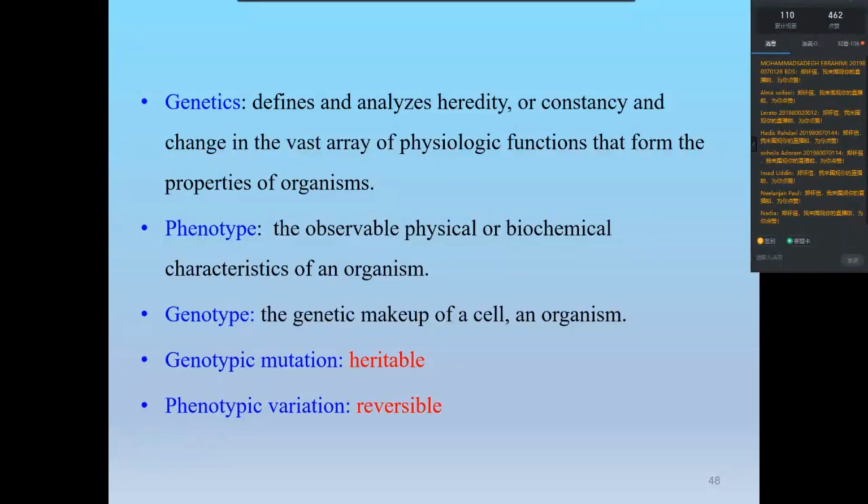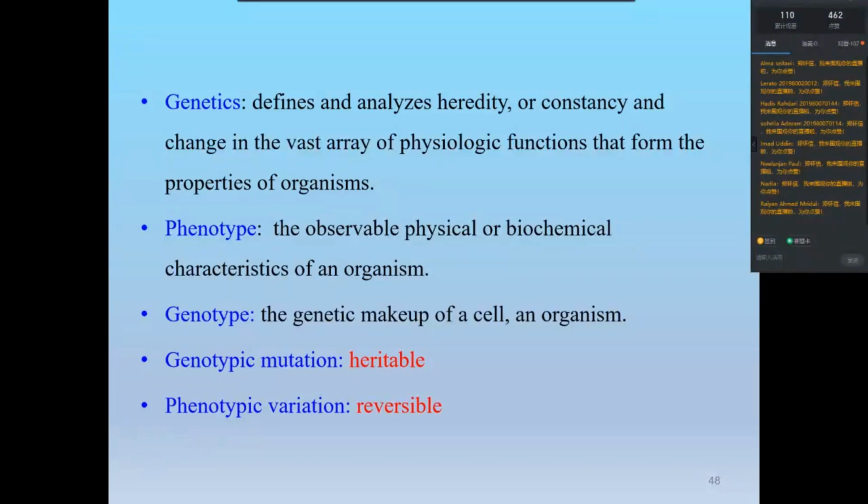This variation is reversible. Reversible means that if the environmental factor changes back, the phenotype will also change back. It's not heritable. It cannot pass to its daughter cells. So these are several terms we need to understand after we learn this topic.